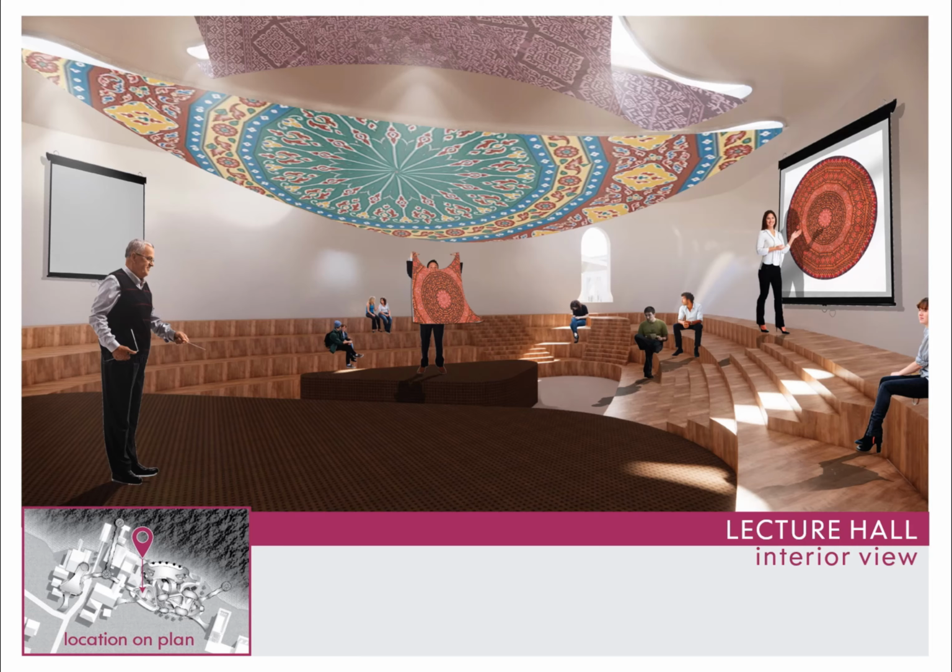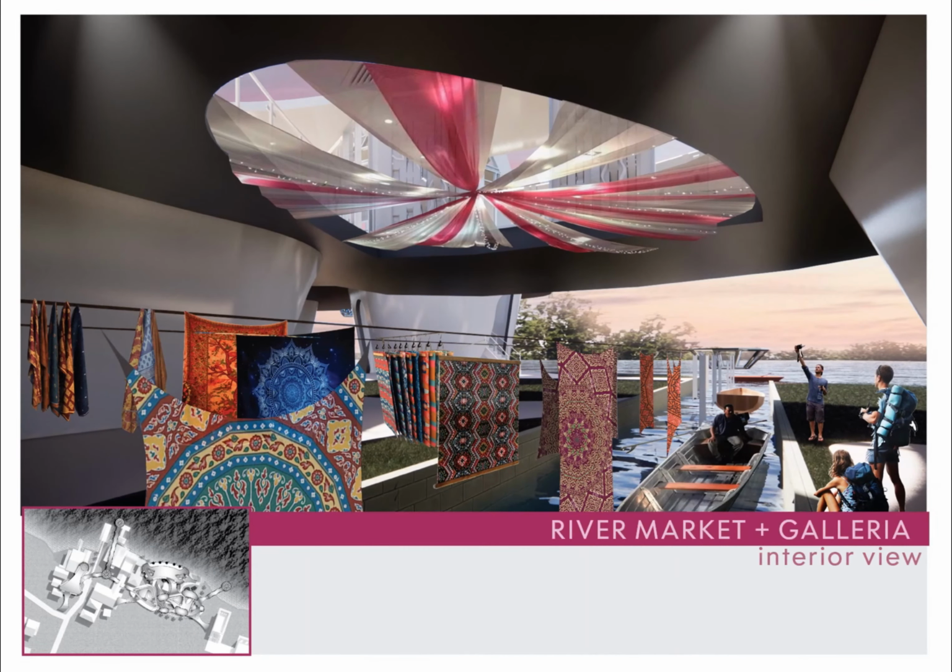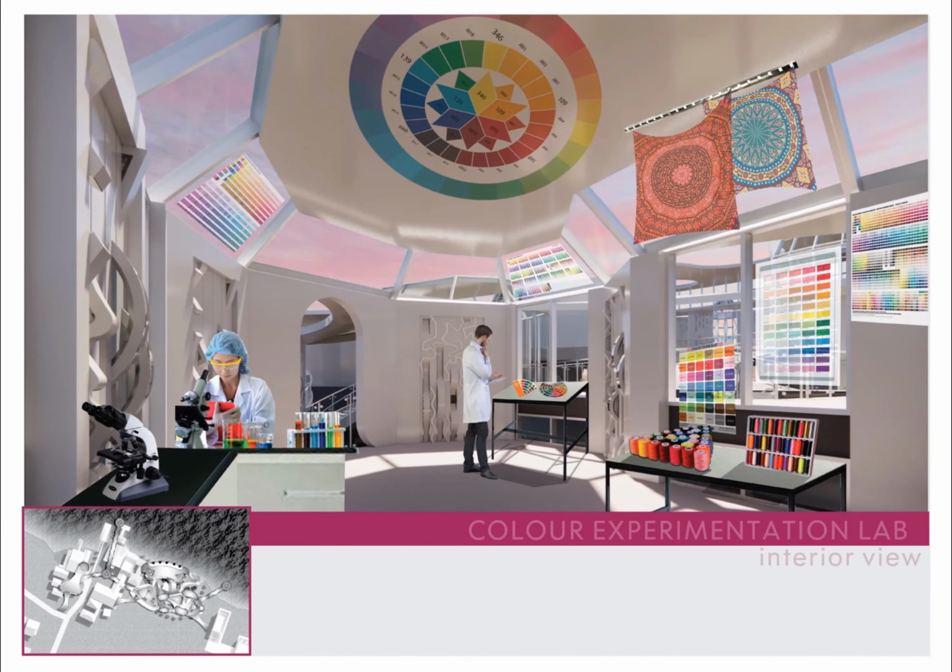The river market and galleria is located underneath the first floor, from which fabric installations can be installed on its wide openings to create a stunning visual effect that draws tourists and villagers alike to operate the lively textile trading center. The color experimentation lab is filled with sufficient daylight from its slanting windows above so that users can observe and identify color to maximum accuracy and subsequently manipulate it for the design of textiles.